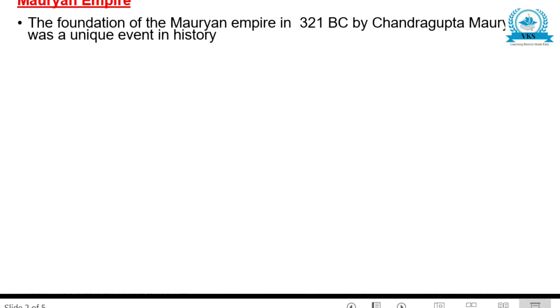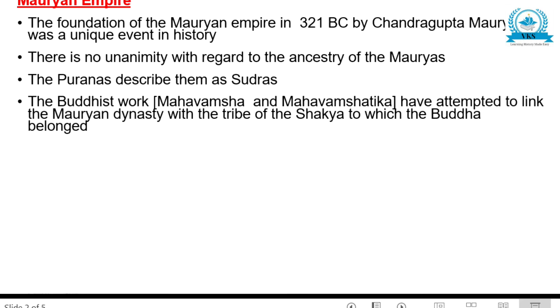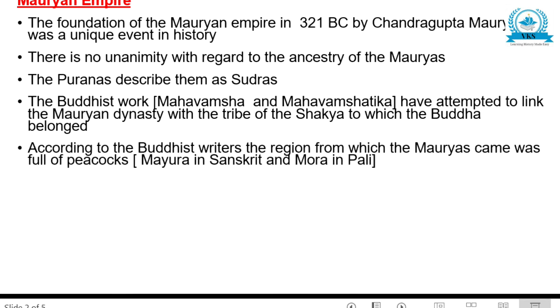Mauryan Empire. The foundation of the Mauryan Empire in 321 BC by Chandragupta Maurya was a unique event in history. There is no unanimity with regard to the ancestry of the Mauryas. The Puranas describe them as Shudras. The Buddhist work Mahavamsha and Mahavamshatika have attempted to link the Mauryan dynasty with the tribe of the Shakya to which the Buddha belonged. According to the Buddhist writers, the region from which the Mauryas came was full of peacocks, Mayura in Sanskrit and Mora in Pali, hence they came to be known as Moriyas.